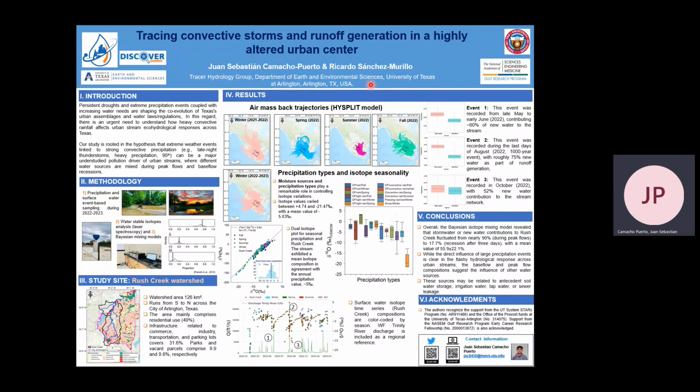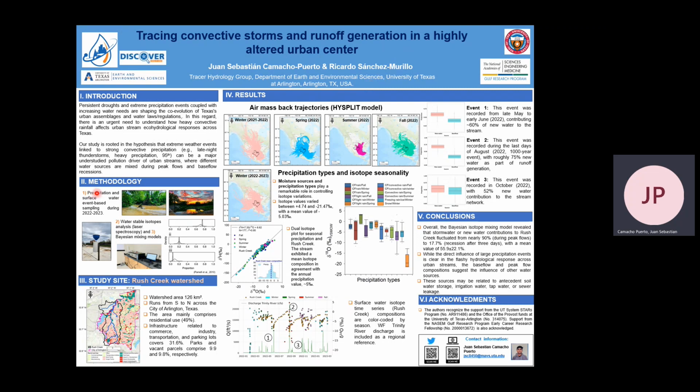My research focuses on the study of extreme precipitation events and runoff generation in urban streams. These events can potentially be pollution drivers to urban streams, where different water sources are mixed during peak flows and base recessions. In order to identify these water sources, we used water-stable isotopes.